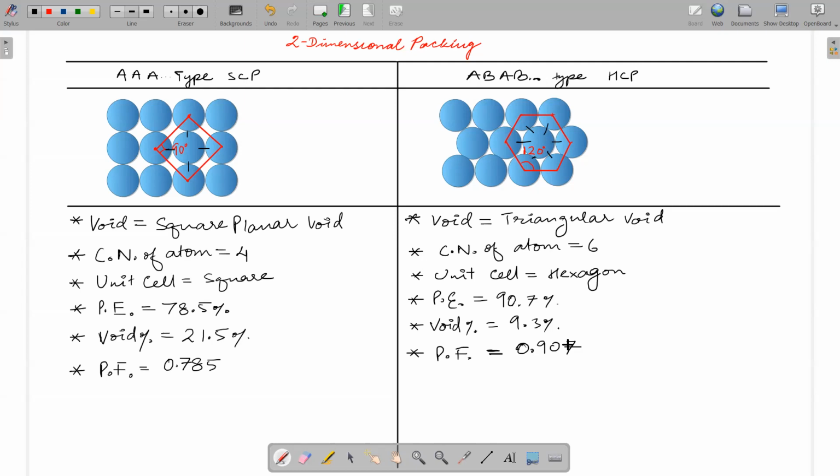Copy this. Now you will be asked the differences between AAA type packing and ABAB type packing in 2D. So these are the differences that you will write. Is there anything that I'm missing? These are the points: coordination number, void, unit cell, packing efficiency, void percentage.